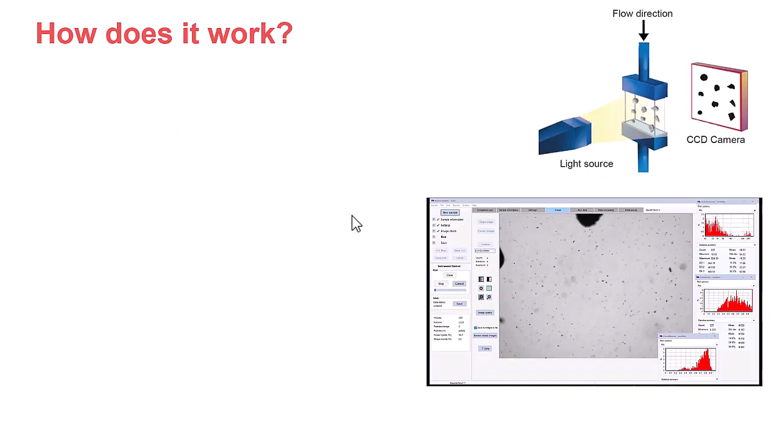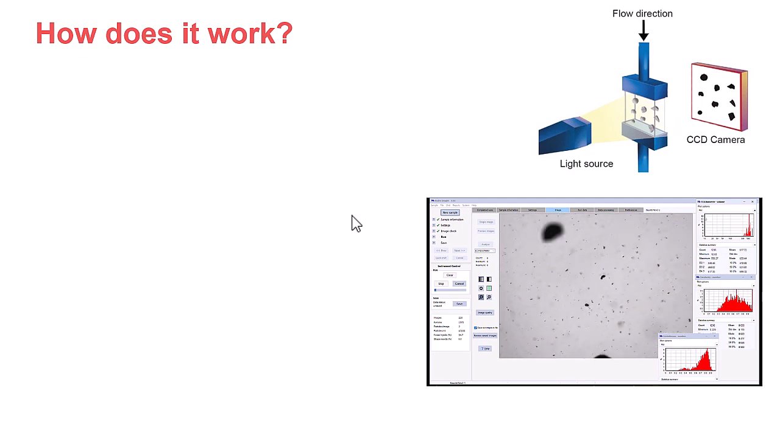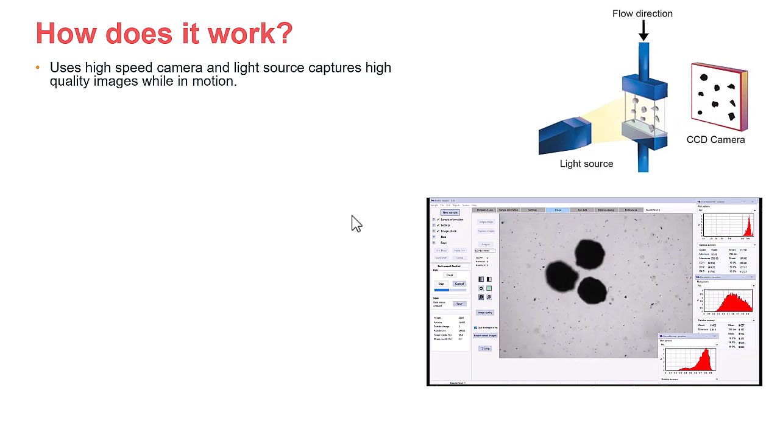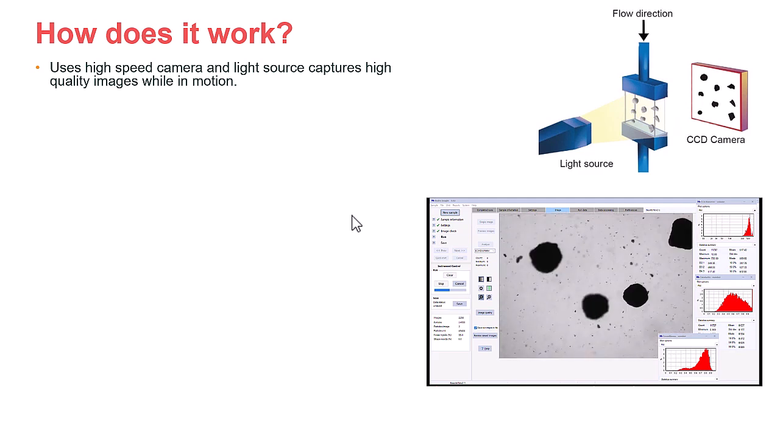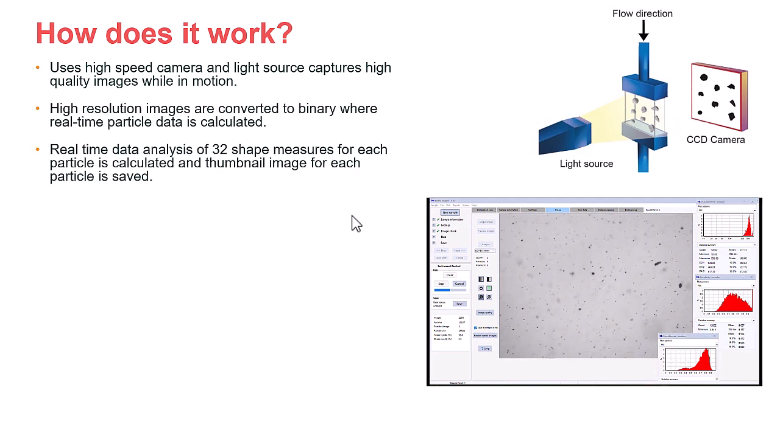So dynamic imaging, as the name says, is dynamic in nature. So particles are in movement, right? As the particles pass through a sensing zone, a light and a camera are used. Very simple. Particle images are taken. As these particle images are taken, they are basically saved.